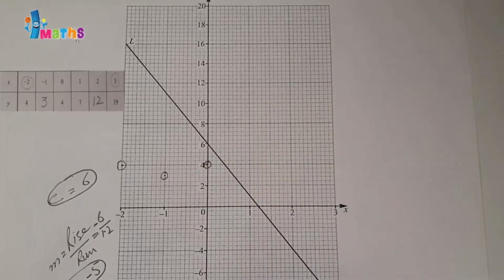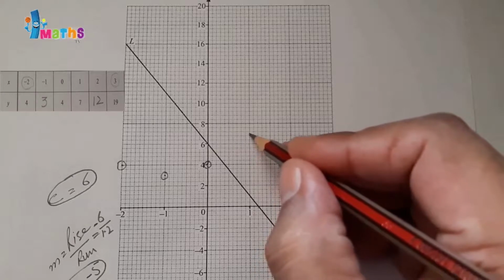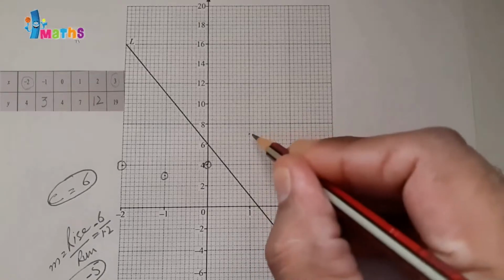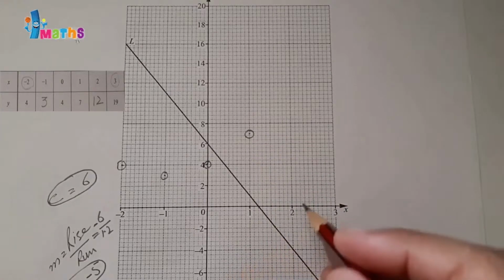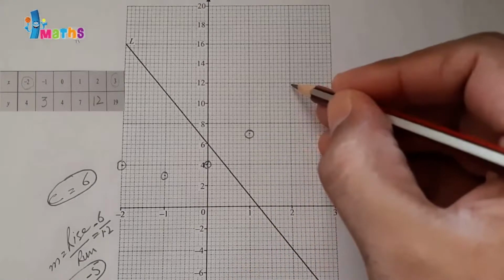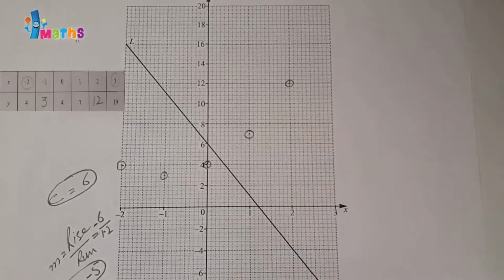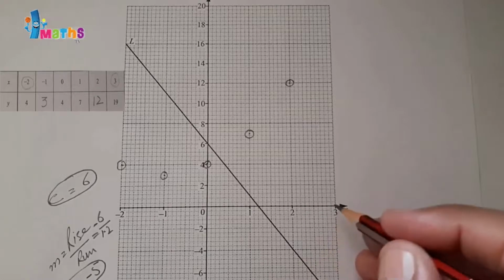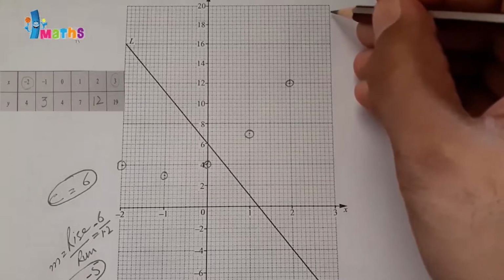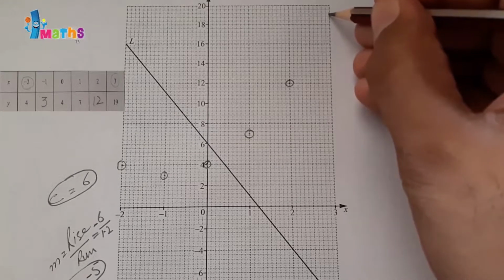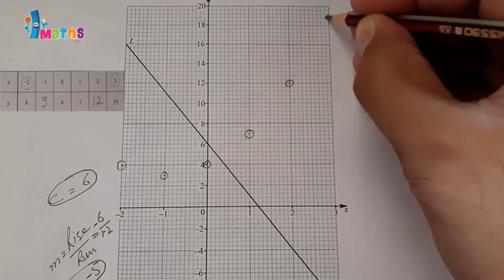Next point is 1 and 7. 1 and 6 and 7 will be in between 6 and 8. So we can circle this point. Then 2 and 12. 2 and 12 will be this point. We can circle this as well. 3 and 19. 3 and 19 will be in between 18 and 20, at two and a half. So this will be 19.